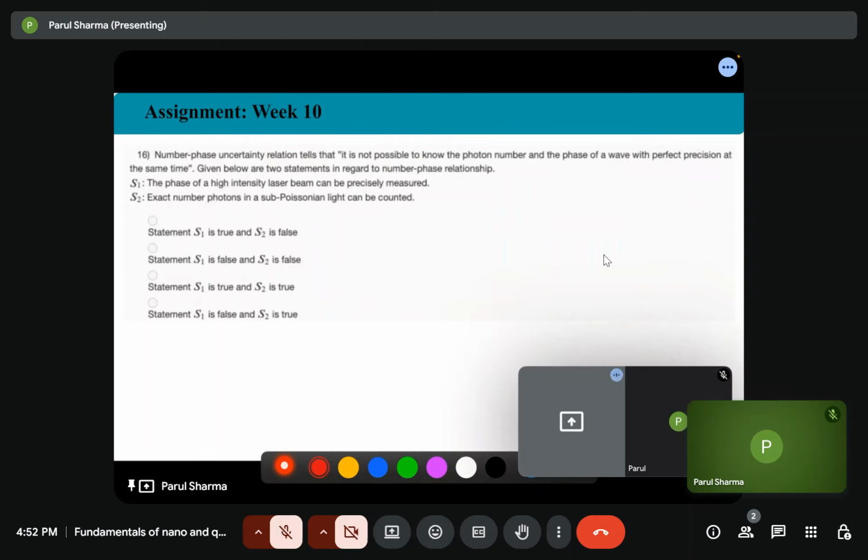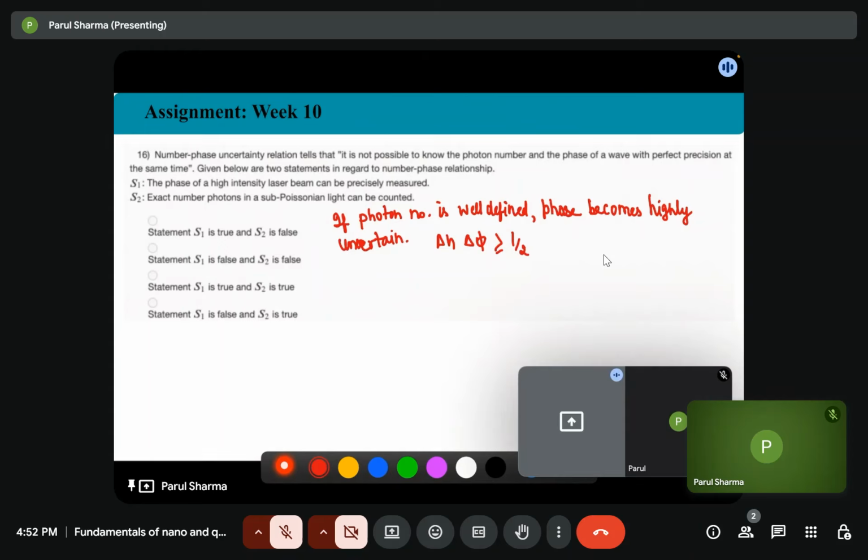So if the photon number is well defined, the phase becomes highly uncertain. We know this: delta n delta phi is greater than 1 by 2.